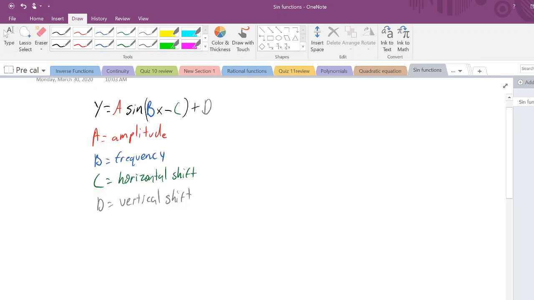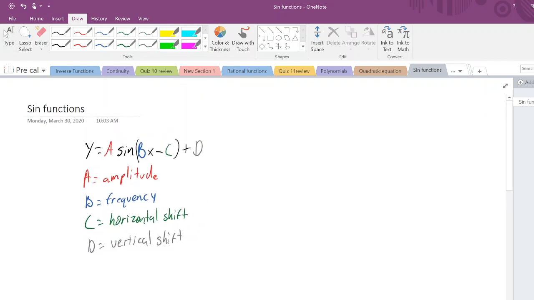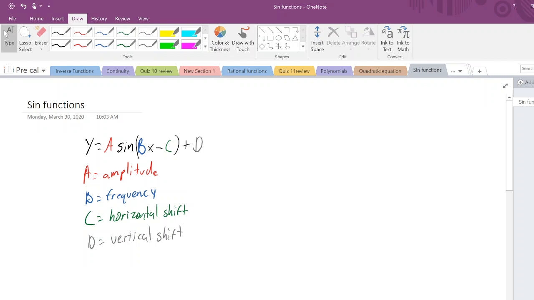But the first thing that I need you to know is what the graph of y equals sine looks like. If you grab a calculator and plug in y equals sine of x, it's going to look like a wave. I'm going to teach you how we're going to be able to know this. So we're going to graph y equals sine of x.